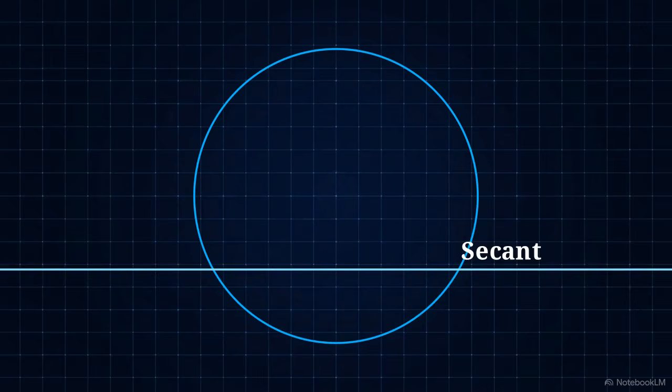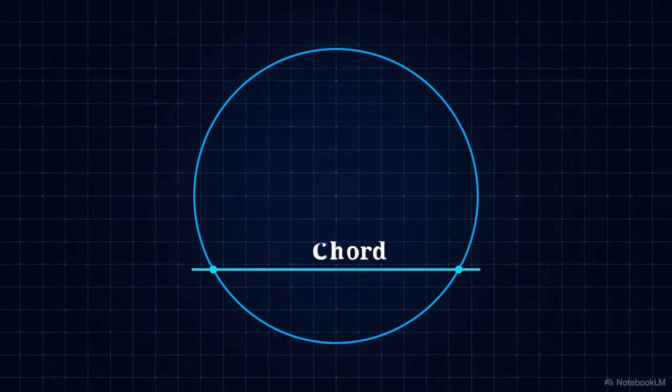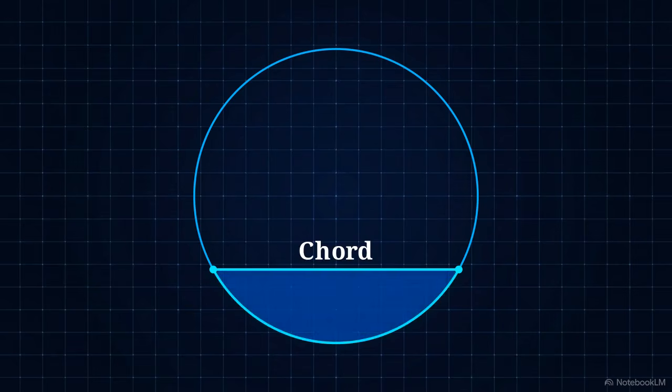It starts with a secant, an infinite line slicing a perfect circle at 2 points. Ignoring the lines outside, the finite section trapped inside is a chord. This chord traps a slice of space against the outer edge. This curved pocket is called a segment.